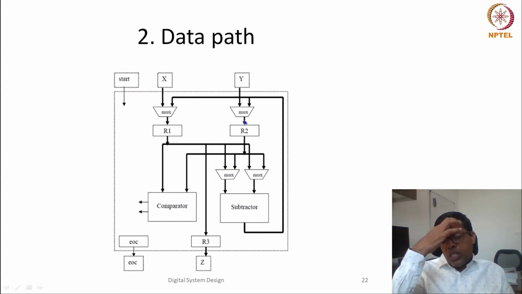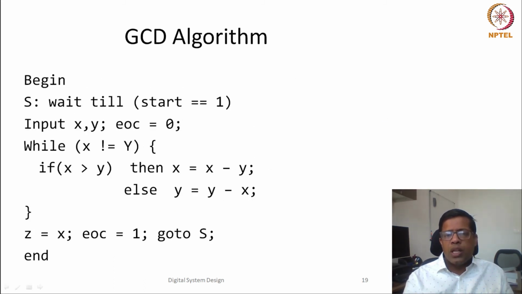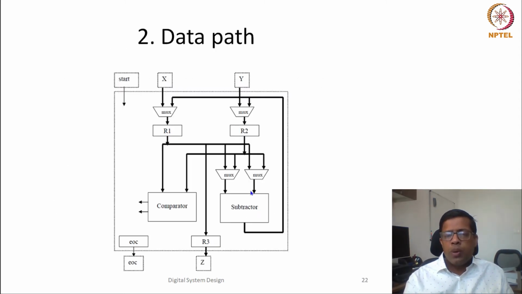Similarly, we see that the subtraction could be done sometimes as x minus y, sometimes as y minus x. So that means there should be a path where the first input could be either R1 or R2, so there has to be a multiplexer here. Similarly, the second input can also be either R1 or R2, so another multiplexer would be required. However, for comparison, both R1 and R2 could be fixed, this is the R1 corresponding to x, this is the R2 corresponding to y. So we are always comparing x and y, so there is no multiplexer required here.